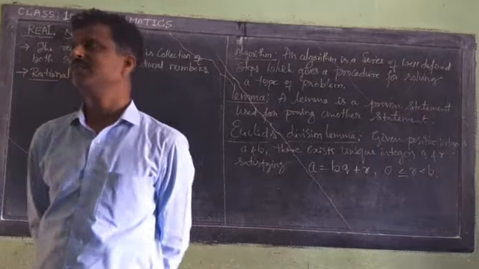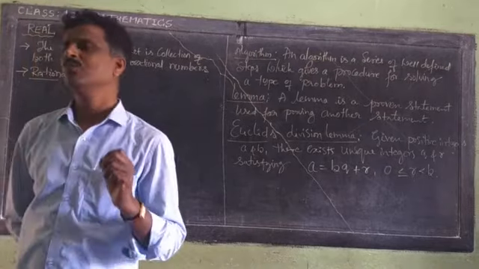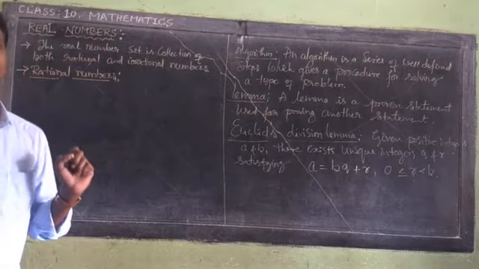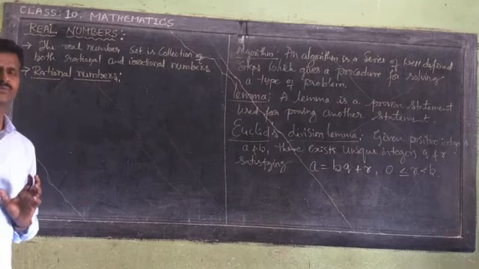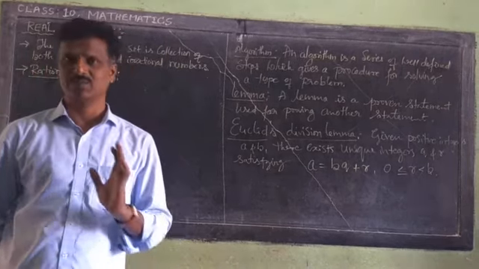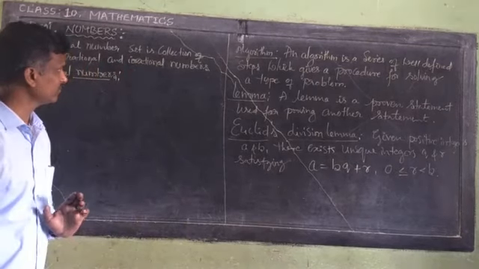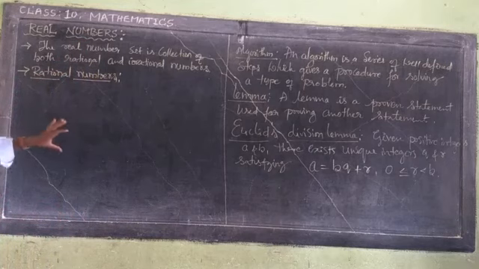Real number. What is a real number set? A real number set is a collection of both rational and irrational numbers. The set of real numbers consists of both rational and irrational numbers. So in this class we are discussing the rational numbers.